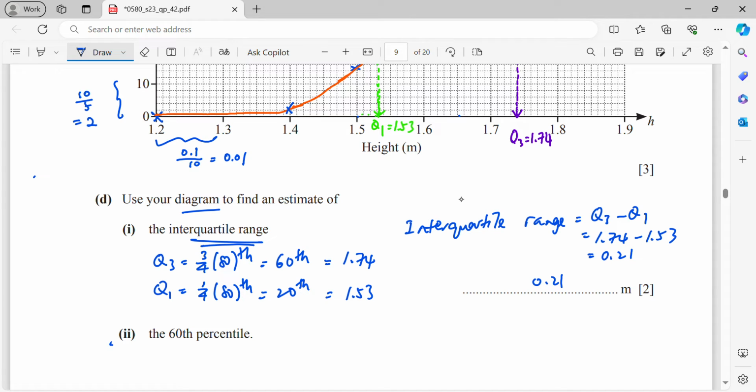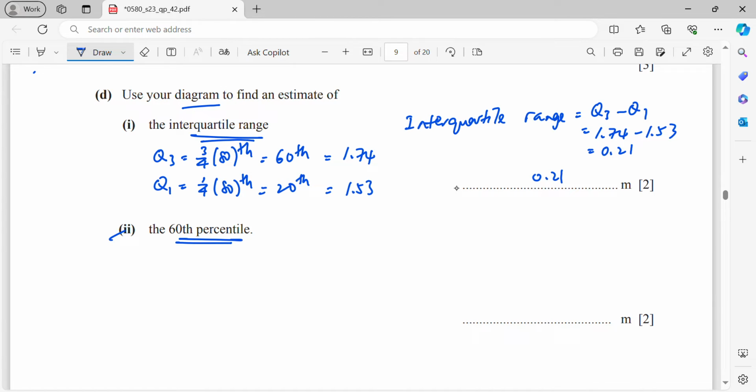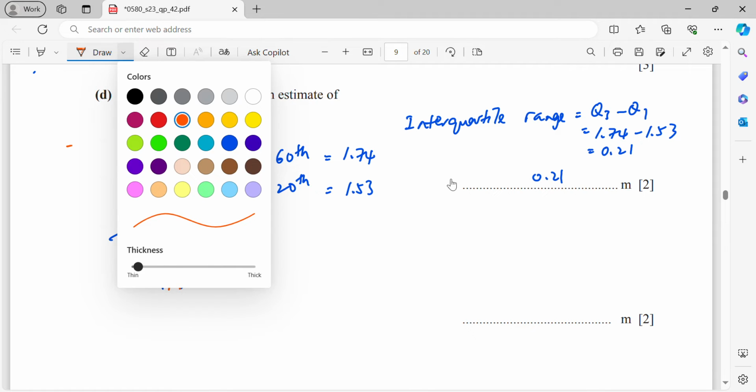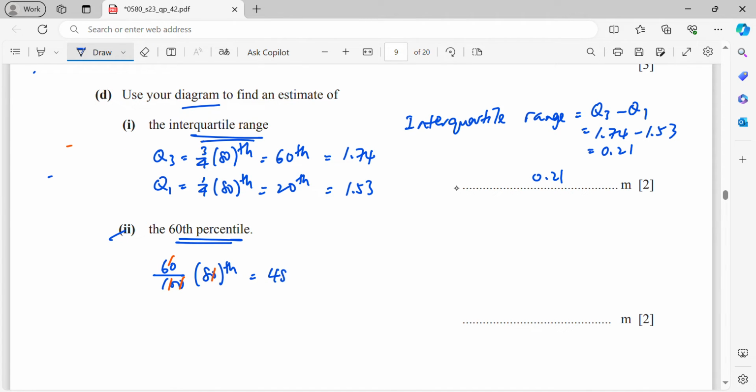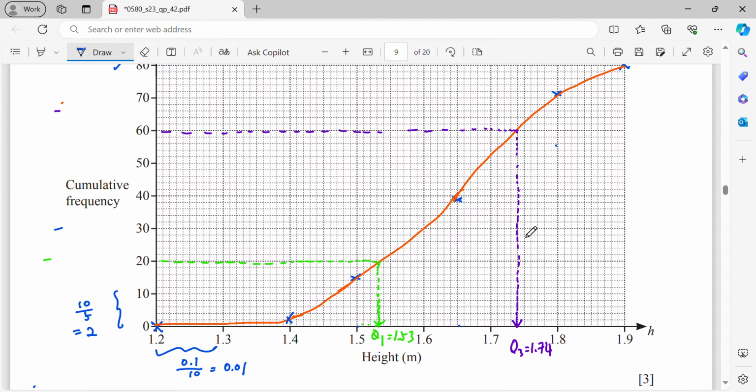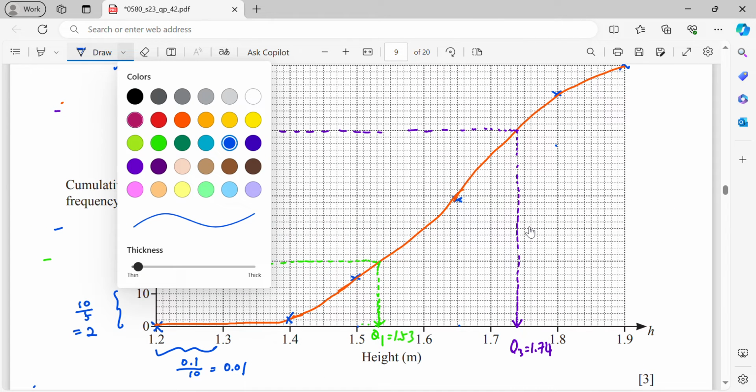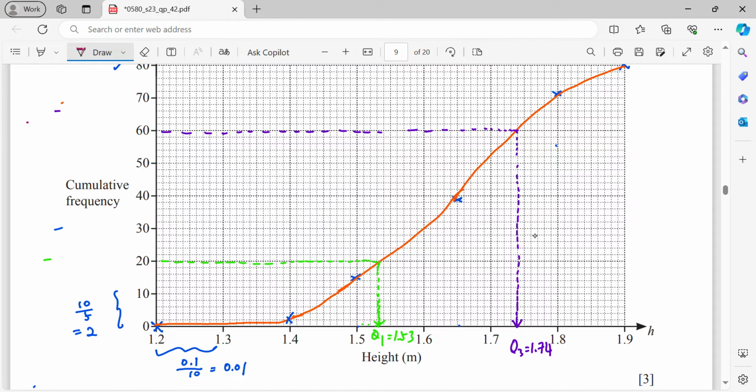Okay, now number 2, the 60th percentile. So the 60th percentile is basically 60 over 100 times 80. Okay, this is the position. So from here, I will simplify, cancel all the zeros first, then I get 48. 6 times 8 is 48. Right, so the 48th value based on the graph. 48 here is here.